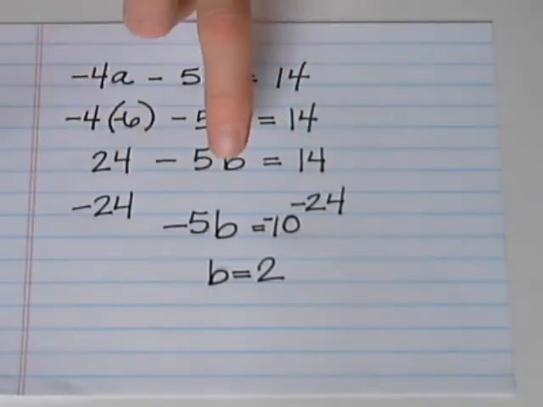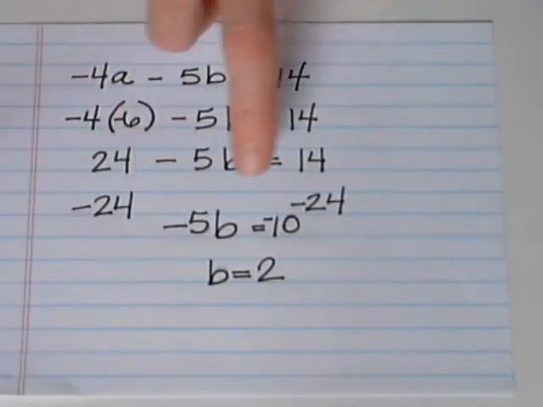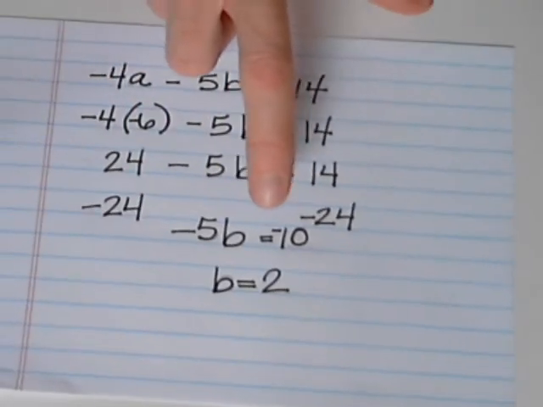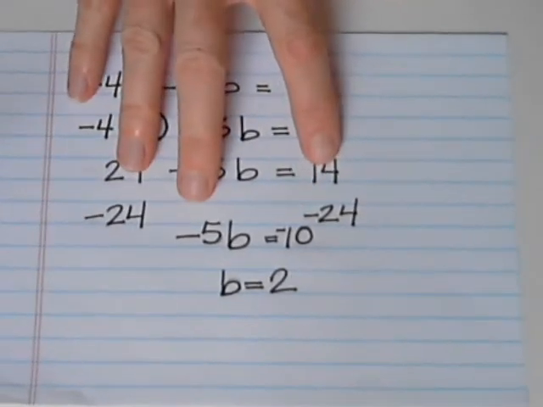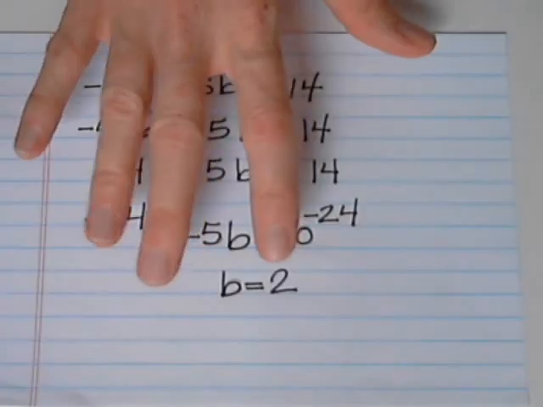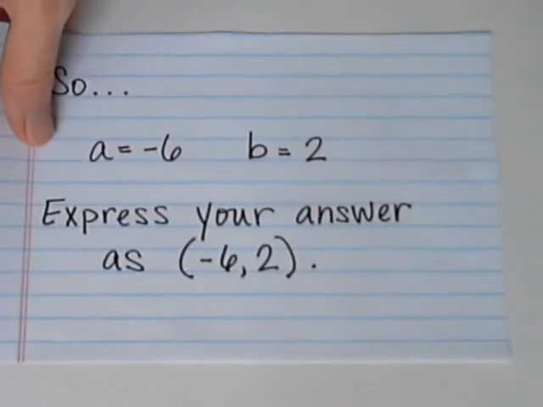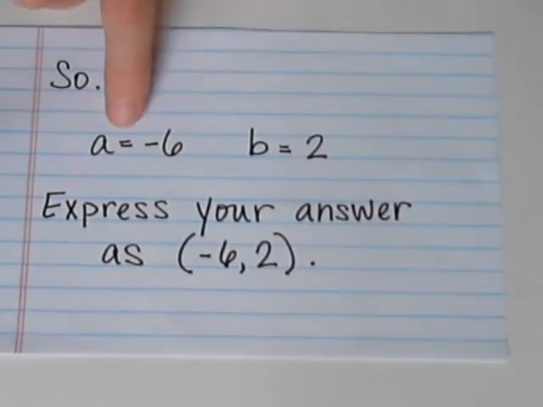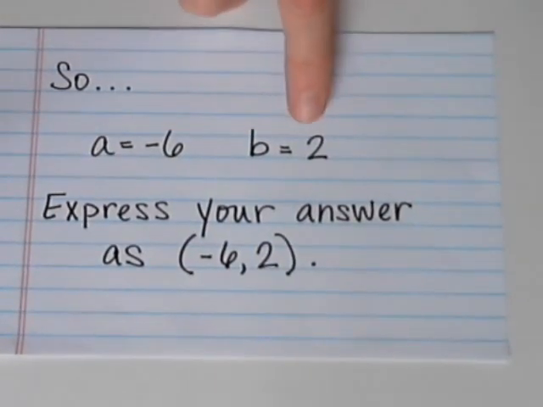So to get the b by itself, we move the 24 over by subtracting. We are left with negative 5b equals negative 10. To solve this simple equation here, we divide right here, and we get b is 2. So we now have two variable values. We previously found a was equal to negative 6. We just found b was equal to 2.